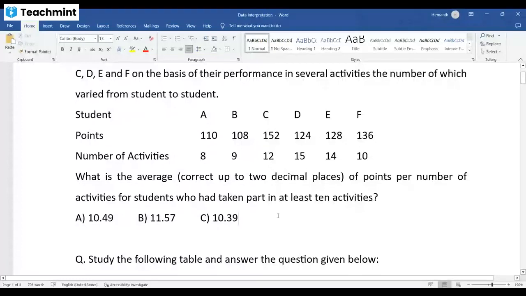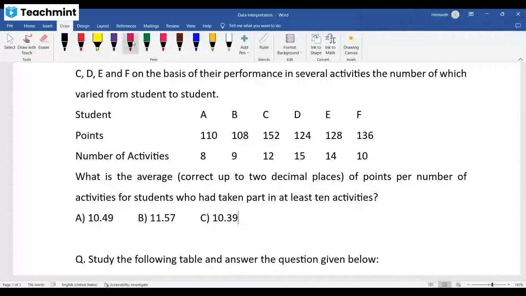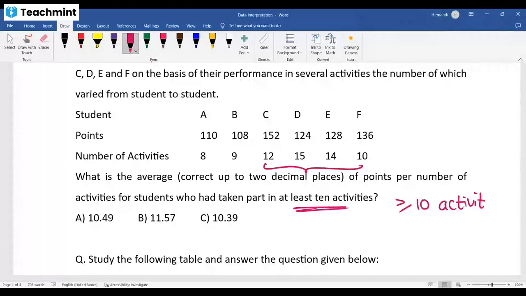At least 10 activities only, so we need to consider only this. Only the last four we have to consider, not all, because they said at least 10 activities. Greater than or equal to 10 only we need to consider, not all. Do the average of that. Use the calculator alone, don't waste time.